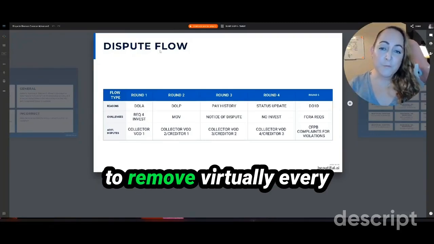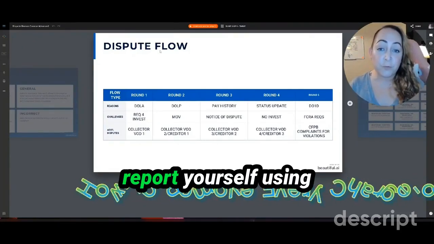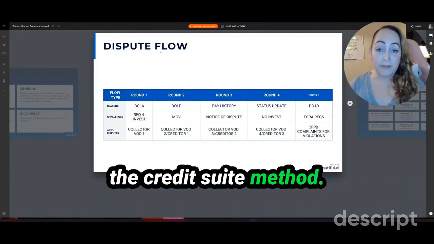I'm going to show you how to remove virtually every charge-off from your credit report yourself using the credit sweep method. Now, here's the deal.